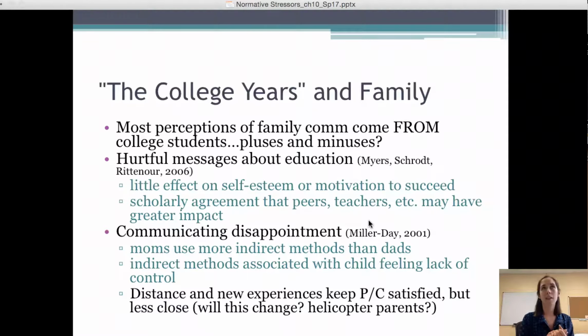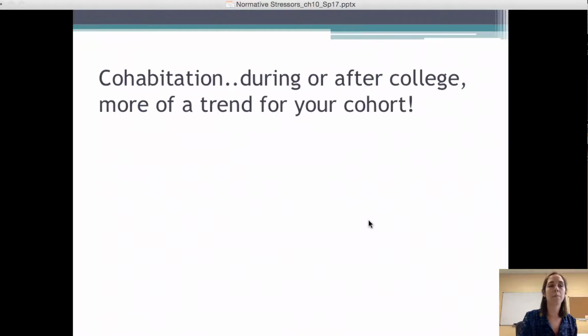Helicopter parents are this hot topic. Parents that hover, and then they swoop in to solve their children's problems, and they swoop back out. They're overbearing. These are not that common of a thing as you might think when you hear about them in the news and stuff, but they're more common than they used to be. And so, maybe kids are less satisfied when they grow up and they're away from their parents. But traditionally, college students like a little bit of distance. It's good for their relationship with their mom and dad.